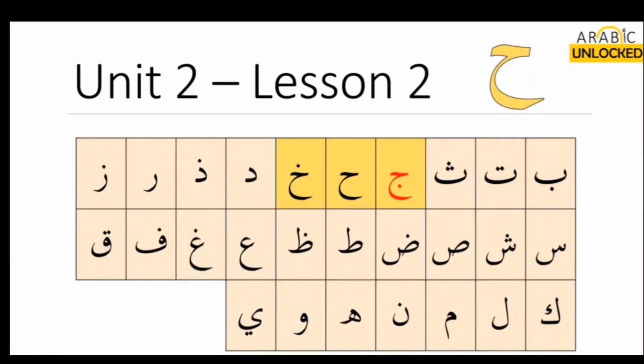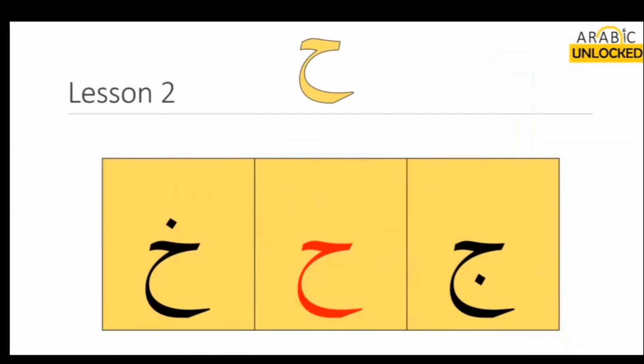In this lesson, we will look at the letter Ha. The letter Ha is from a family of 3 letters, all sharing the same shape. All 3 letters have a curved shape similar to a number 2, but upside down. Each letter has a different number of dots in different positions to help distinguish between them.